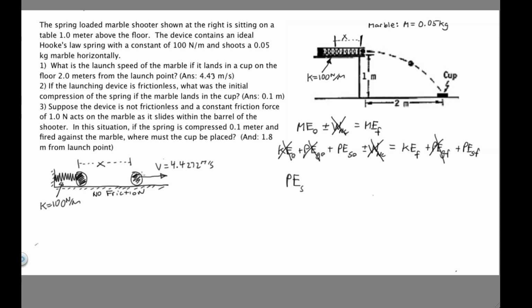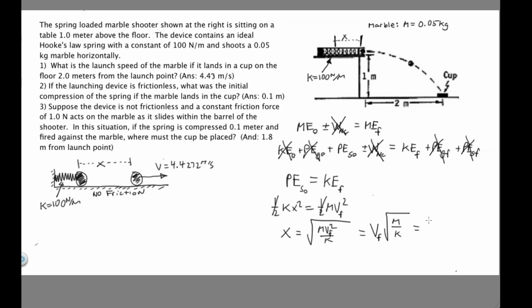We do have kinetic final because when the marble leaves the spring, there's a velocity, and there is no potential of spring final because the energy in the spring has been fully released. So we're left with potential of spring initial equals kinetic final. So now we plug in our equations. Potential of spring initial is 1/2 kx squared. Kinetic energy final is 1/2 mv final squared. We can cancel out the 1/2s, and then solving for x, we will get the square root of mv final squared over k, and we can pull out the v to make it a little easier.